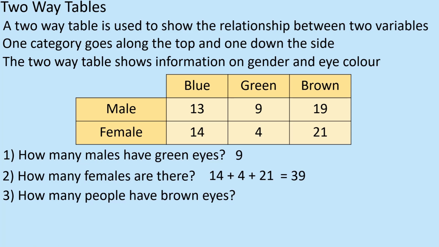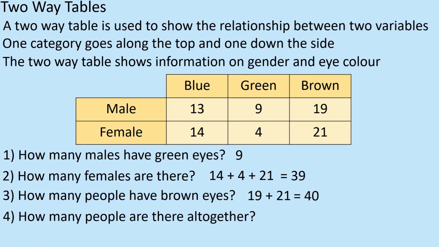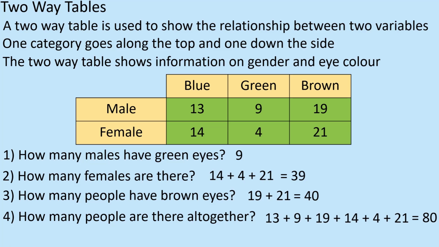How many people have brown eyes? This is the two brown eyes, aren't they? So it's going to be 40, adding these two together. And then how many people are there altogether? That's all six boxes. Like I said, there's normally a totals row at the bottom and a totals column, and it would be the one that appears here. Adding the whole lot together gives you 80 in total. Okay, so that's the two-way table.